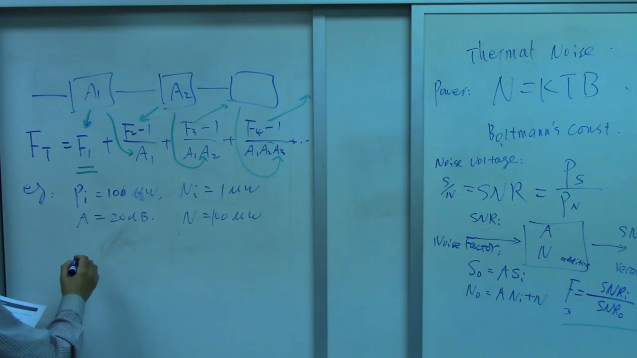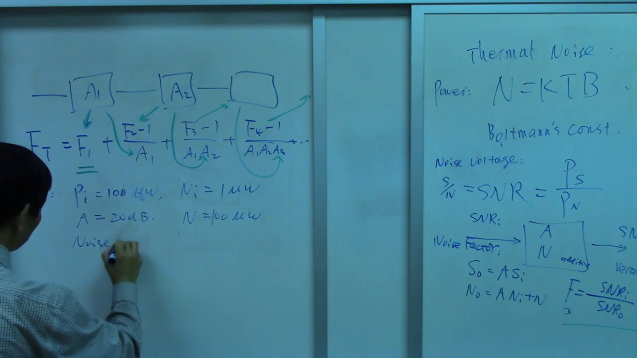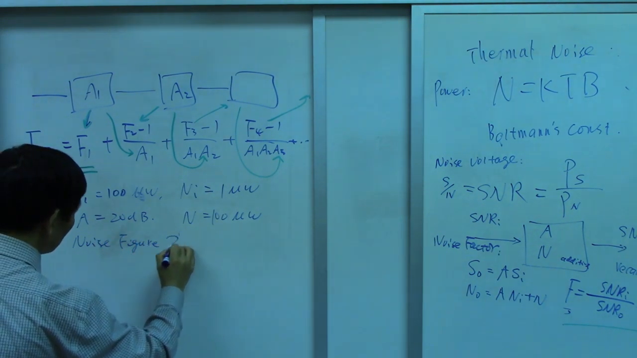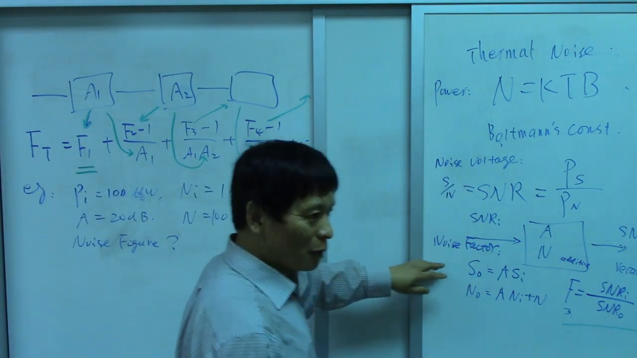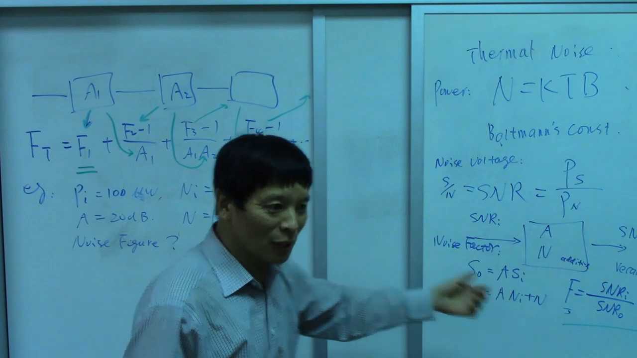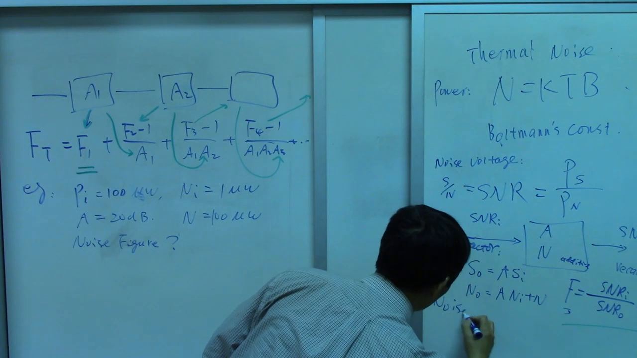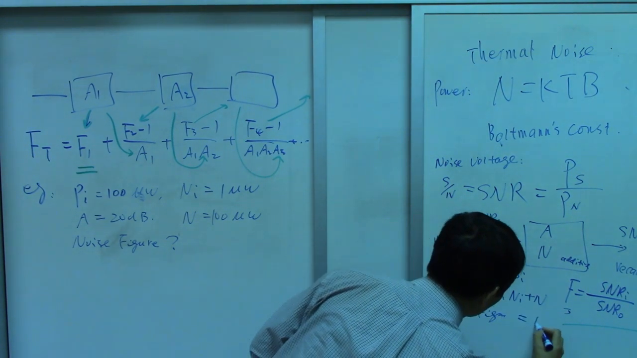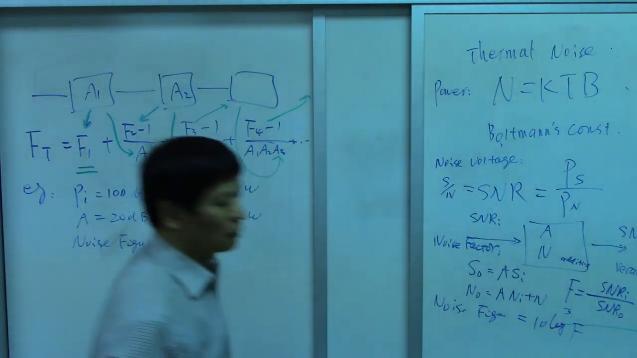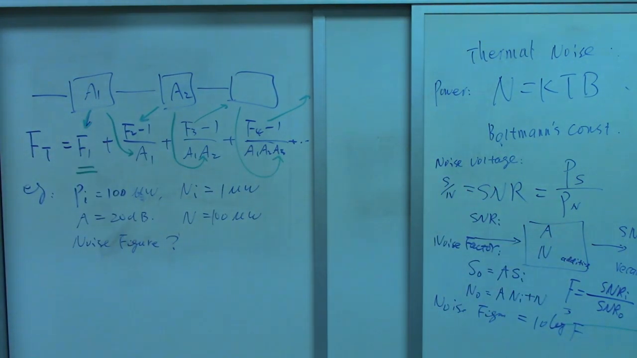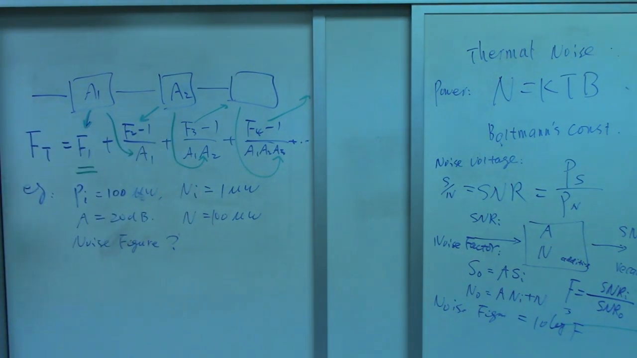And what we want is to find the noise figure. Right? What is the noise figure? We know the noise factor here. Then the noise factor converted into dB gives us the noise figure. So we write here the noise figure is just 10 log F, because we are talking about power, right? Once you find the noise factor, then we just convert it into dB, so that's it, the noise figure.